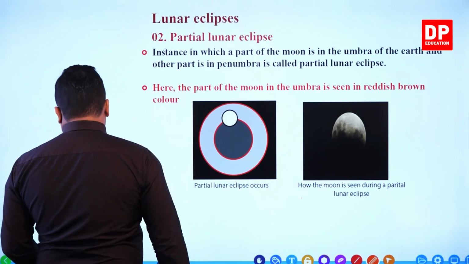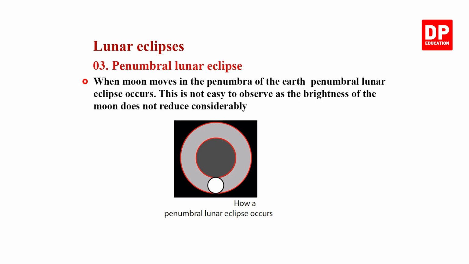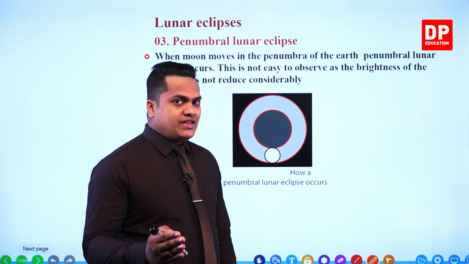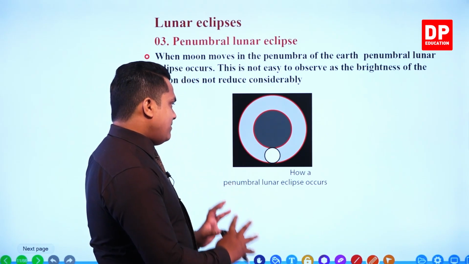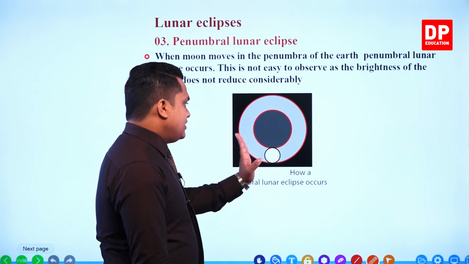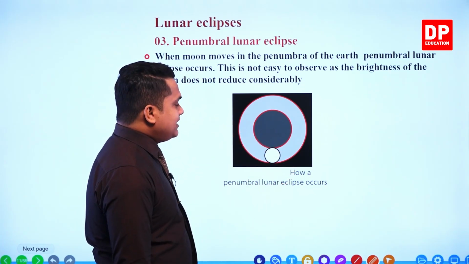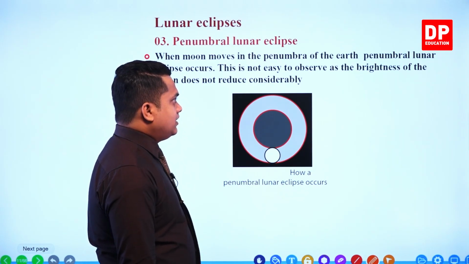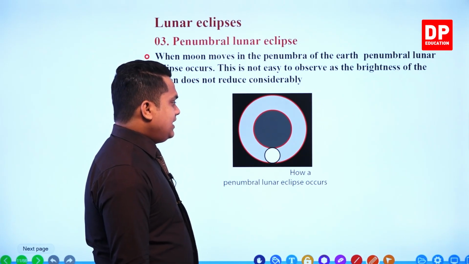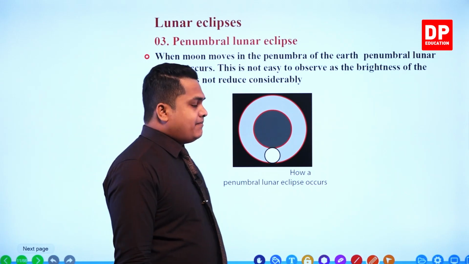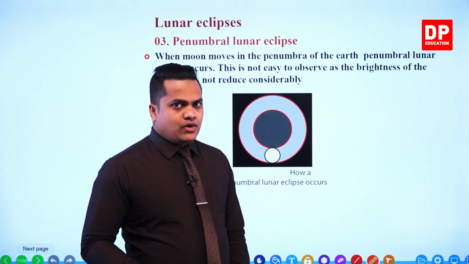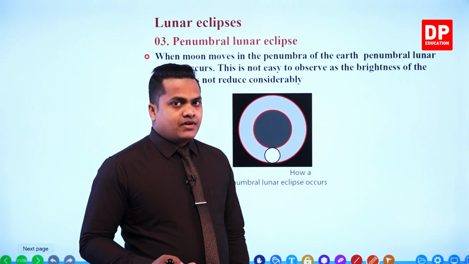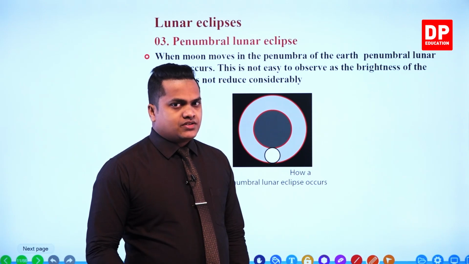Now let's head on to see the third and the final one. The third one is the penumbral lunar eclipse. It's very simple, my dear children. During a penumbral lunar eclipse, as you can see here, the moon is entirely located within the penumbral region of the planet Earth, right? But there is a special thing here. Penumbral lunar eclipses are not that clearly visible to us.